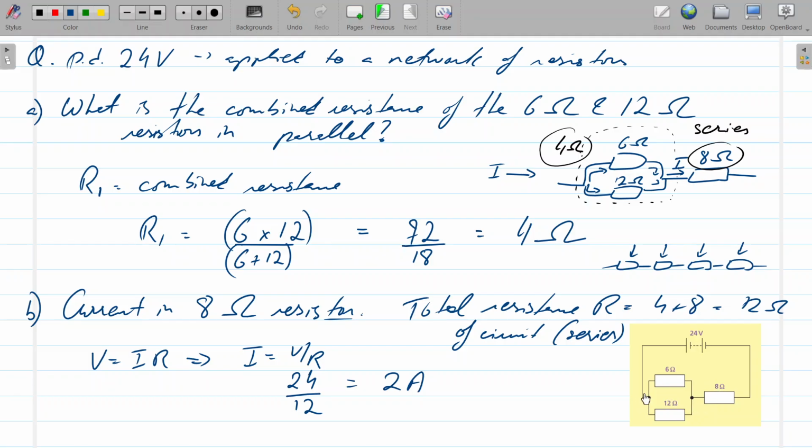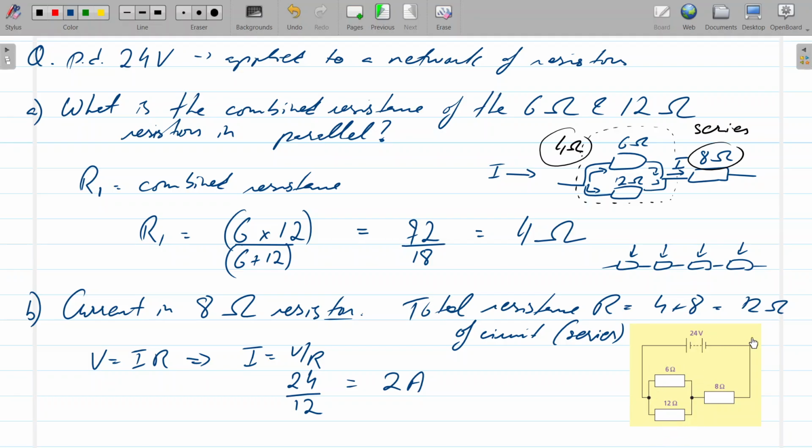So whatever current is at this point before it splits is the same at this point, and this point. This is why we need to consider 8 plus 4, which is the combined resistance of the 6 and 12 ohm resistors. If we consider only this as parallel, and so this is 8, and we do 24 divided by 8, that's going to give us 3 amperes, which is incorrect, because then we're ignoring this resistance over here.